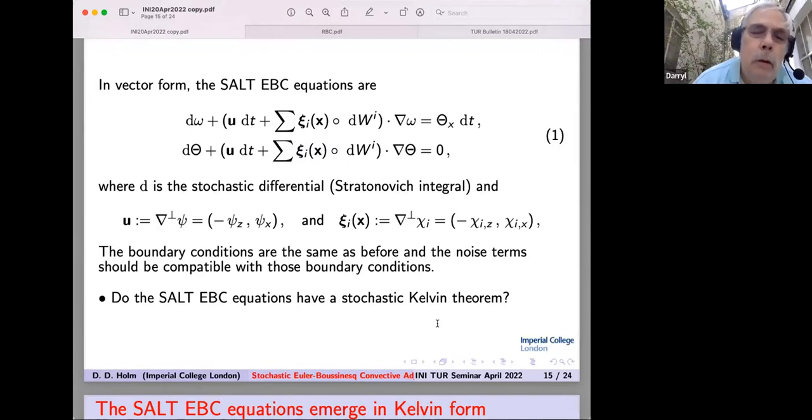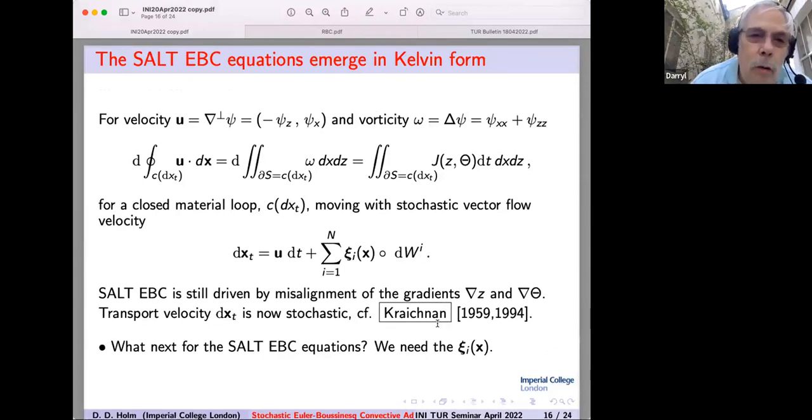So here's a question. Do the SALT EBC equations have a stochastic Kelvin theorem? We should take a vote maybe, but I think we're running out of time for that. So yeah, they do. In fact, the SALT EBC equations emerge in Kelvin form. Here, this velocity is grad perp psi. That's the velocity corresponding to what's called the drift velocity in the transport vector field, but it's also the velocity corresponding to the momentum per unit mass. It's in the integrand of the Kelvin theorem.